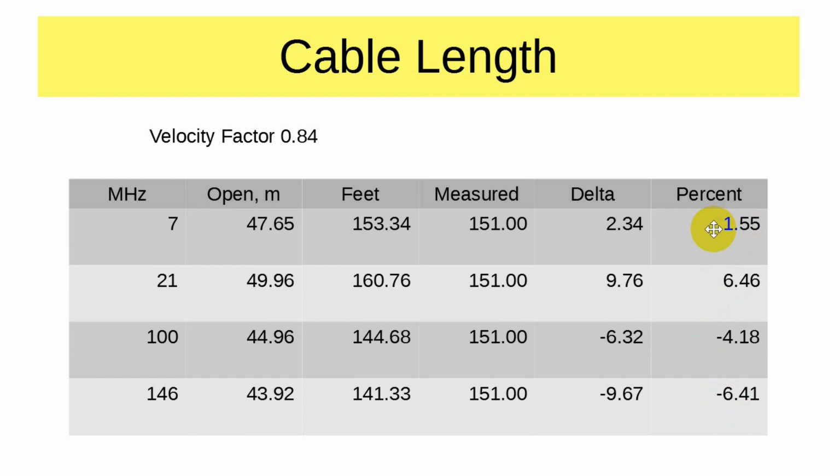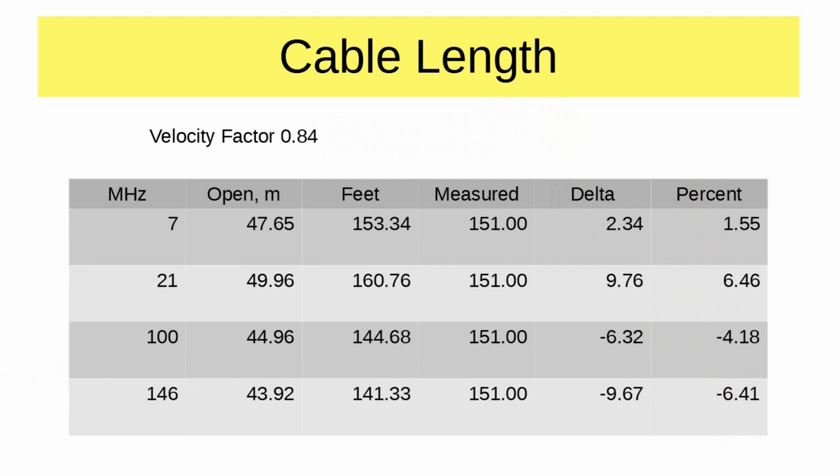Now, what does this mean? Well, it can mean several things. First of all, the velocity factor may not be constant across all frequencies. It may vary slightly. Another thing, of course, is that the NanoVNA may not measure it exactly right. But we're within 10%, which for most electrical measurements is actually pretty good.